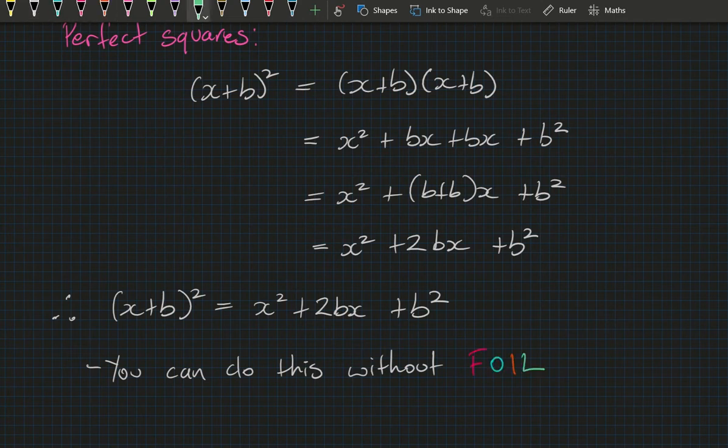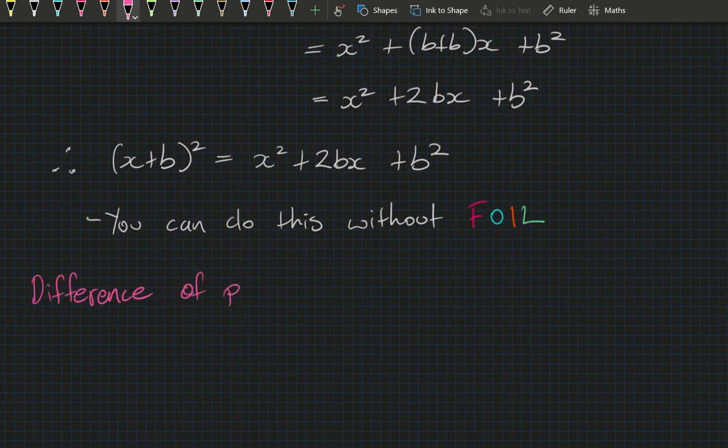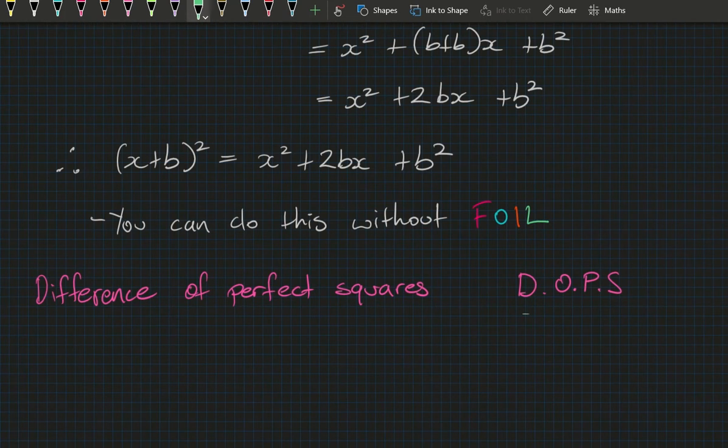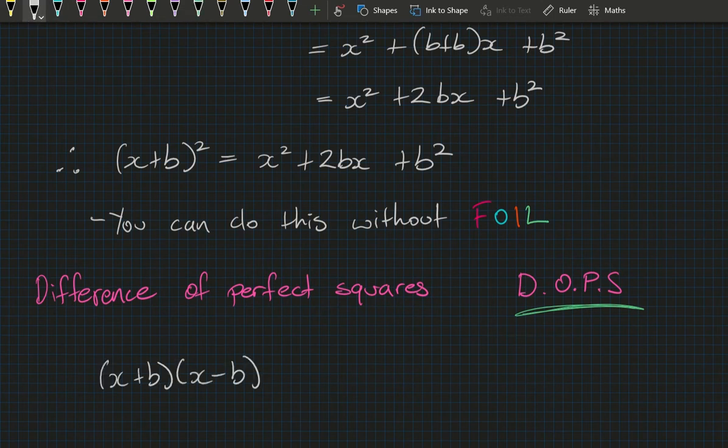And the other special binomial product is what we call the difference of perfect squares, which we'll now call D.O.P.S. And that's because we're going to use it a lot in this unit, so you better get used to this acronym. So this comes about when we have a binomial product like x plus b times x minus b. So notice that the first element of both binomials is the same, and so is the second element, but in between them we have the opposite sign.